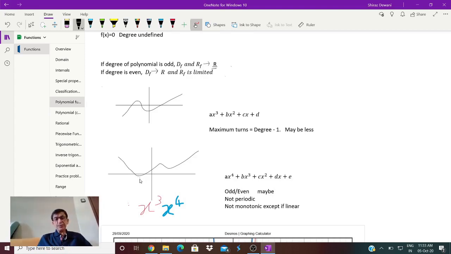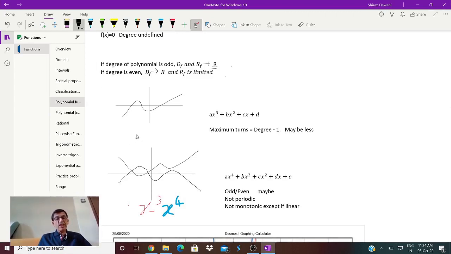but the lower value will be a fixed value. Now if the leading coefficient a, that means the coefficient in front of the highest power, is negative, then the graph would be downward facing, something like this. Then it would go something like this. So here you will have a highest maximum value and the lowest will be minus infinity.